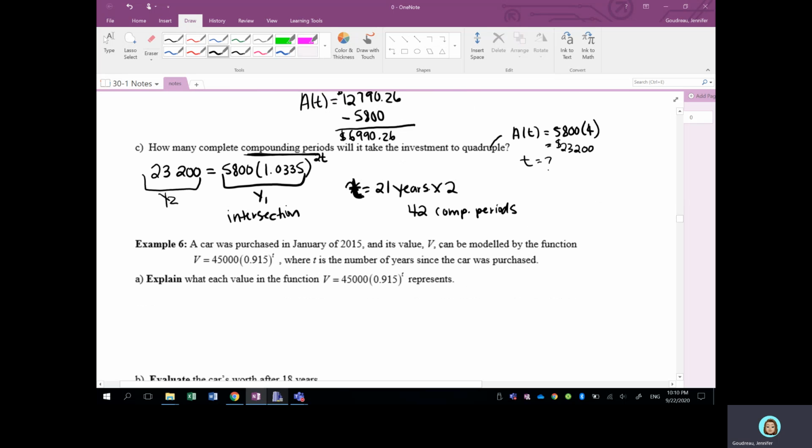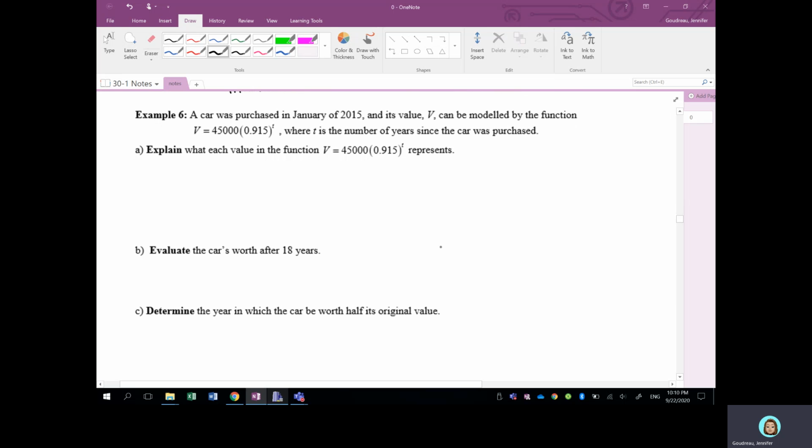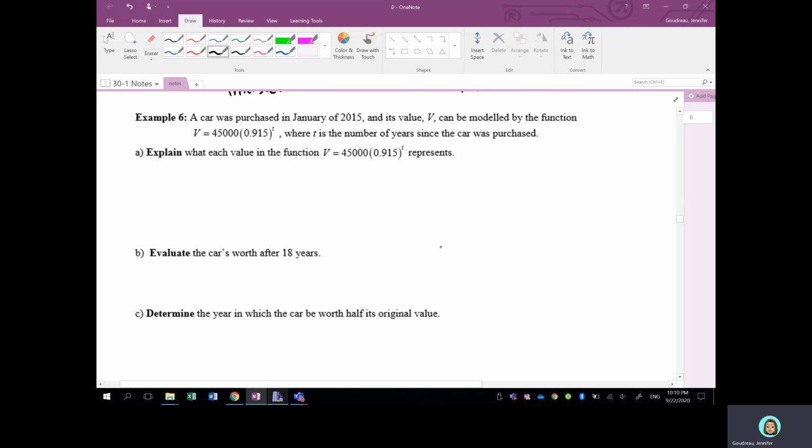Example 6. In example 6, this is a question where we're looking at depreciation of the value of an item. And in this case, we're actually given the exponential function. A car was purchased in January of 2015, and its value can be modeled by the function V equals 45,000 times 0.915 to the power of t, where t is the number of years since the car was purchased. Part A, explain what each value in the function represents.